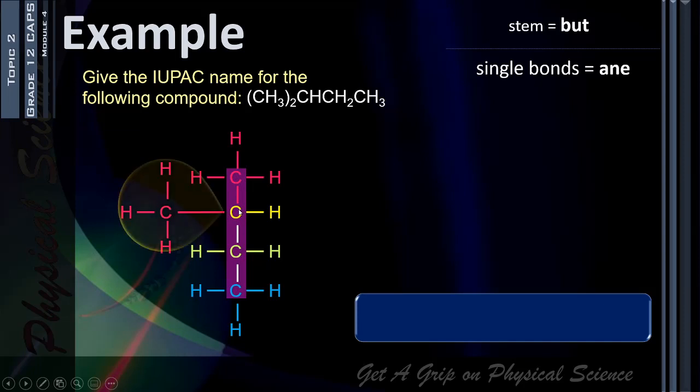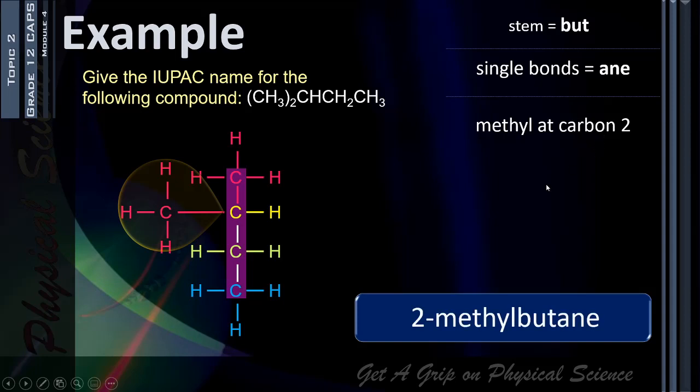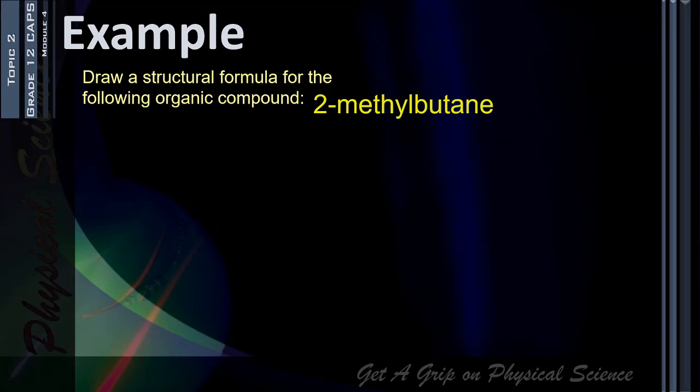And the name then for this alkyl group is a methyl. So there's a methyl at carbon 2, and the name for the molecule then is 2-methyl butane. Hyphen between the number and the letter, and one word for the name. Draw a structural formula for the following organic compound, 2-methyl butane.